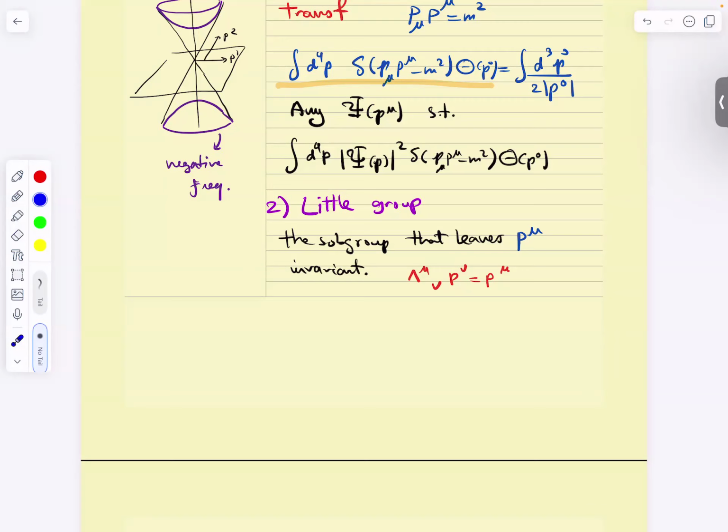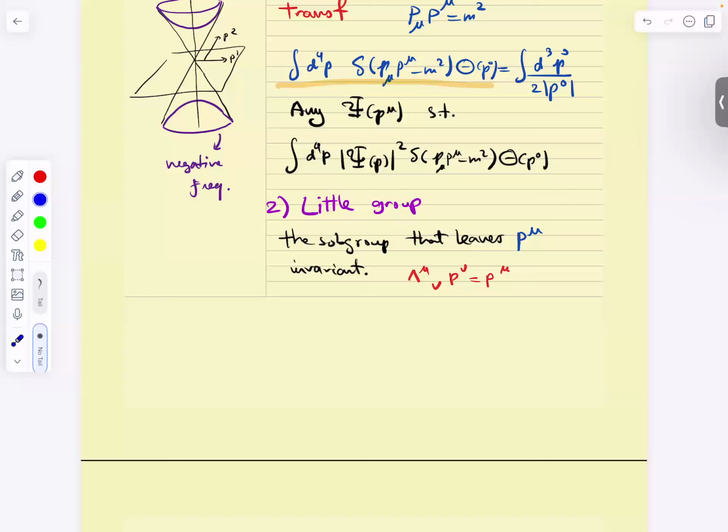Right? So what I'm arguing is this. If you want to construct an irreducible representation of the Poincare group, you first look at a wave function that is integrated over this mass condition. Next to that, you have to find an irreducible representation of the little group. Those two together will give you a representation of the Poincare group.